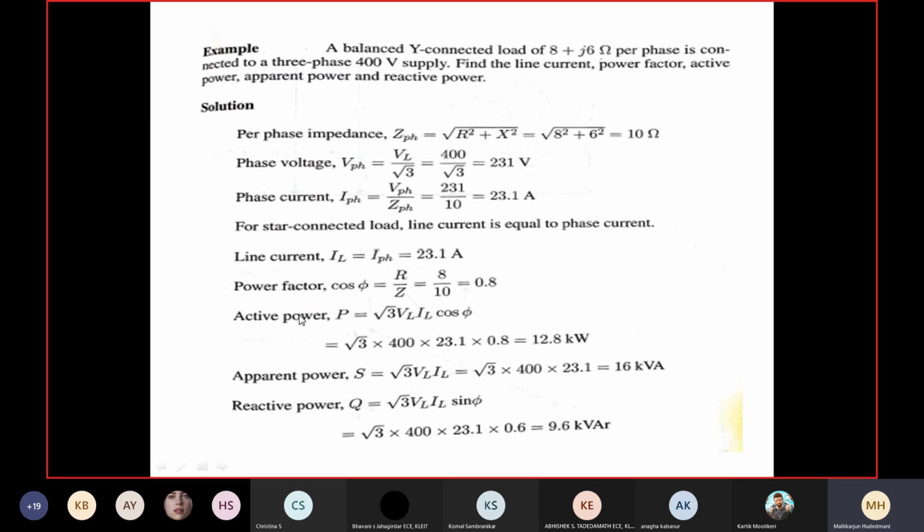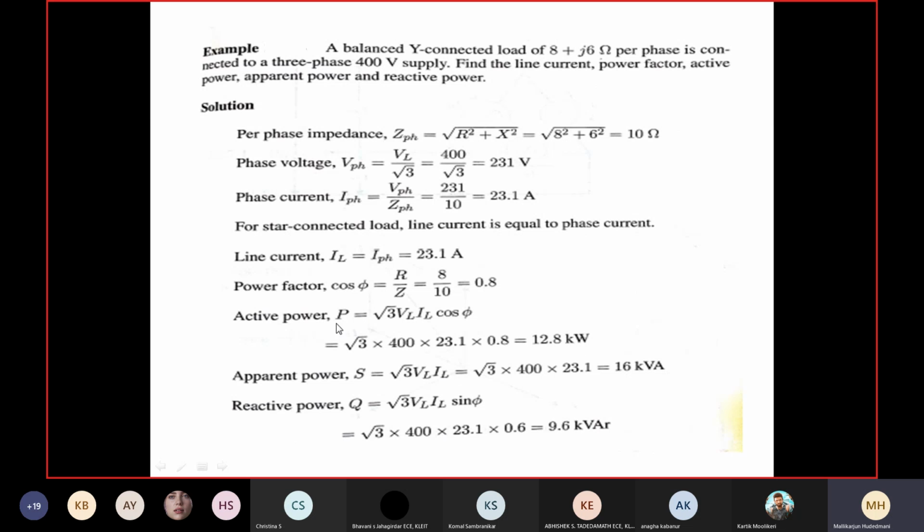Then power in three phase is root 3 VL IL cos phi. What is VL given? 400. What is IL? Computed 23.1. What is the power factor? R by Z, 0.8. You compute it. This is the power consumed by a star load given to you. That's all. So we will not worry about this.